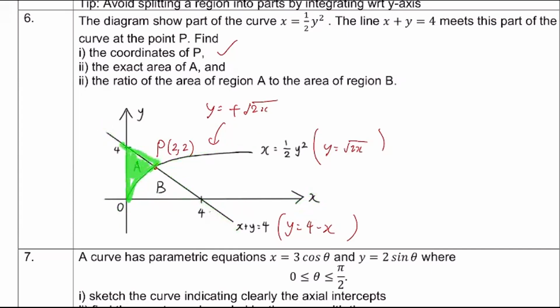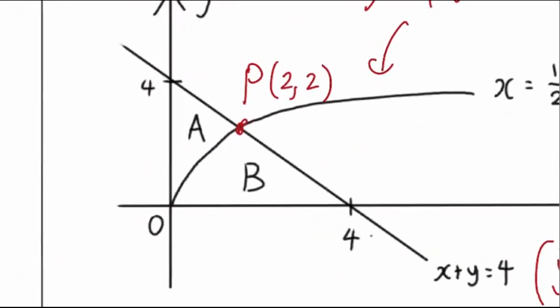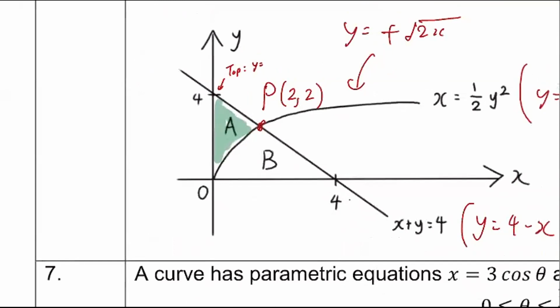Can you see? Who is on top and who is below with respect to x? For region A, the y equals 4 minus x. Is it the top or bottom? The top. Y equals 4 minus x. Bottom is the other guy, square root 2x. So if you want to find the area, you need to find out this intersection here. Then you find top minus bottom, right? Then you can get your region A.